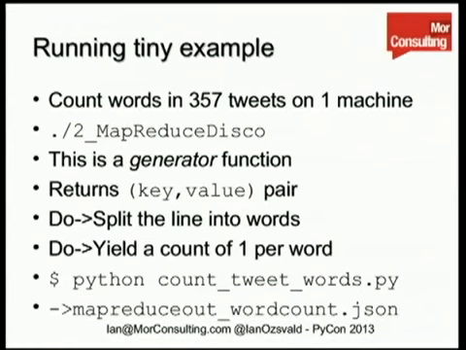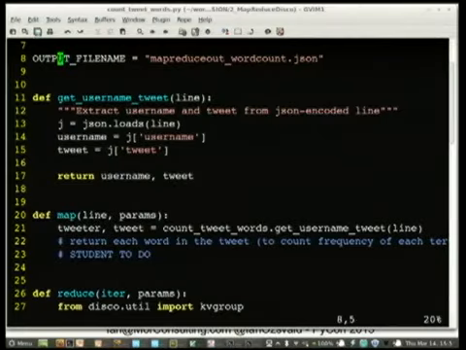So there are two things you have to do. You have to write some code to split the line, the tweet line, into words, and we'll do that in a moment. And then we're going to yield the count of the word and one. And then we're going to run it, and then we'll see that MapReduce runs on our local machine. So let's go into the code.